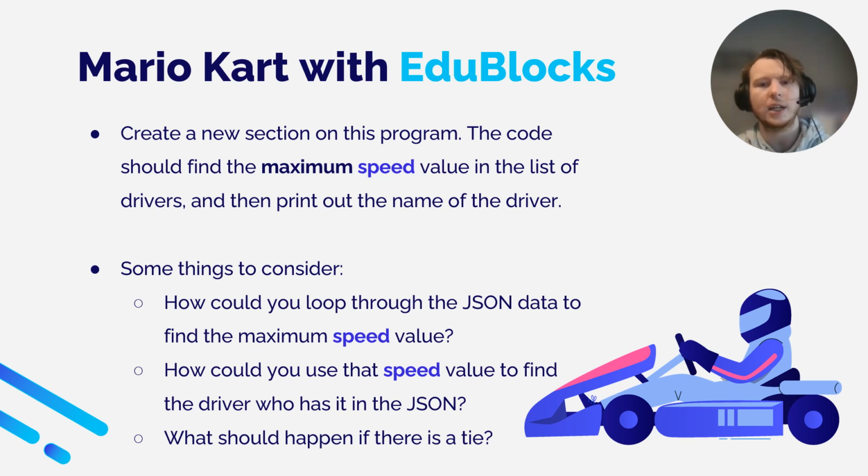Students are going to create a new section on this program. The code should find the maximum speed value in the list of drivers and then print out the name of the driver. This is a challenging task. Some things to consider for students are how they could loop through the JSON value to find the maximum speed value. It might help to refer back to some previous things we've done, especially that average function, and see kind of how that works. And then students should use that speed value to find the driver who has it in the JSON. This is a slightly tougher task, but it can be accomplished with a conditional statement.